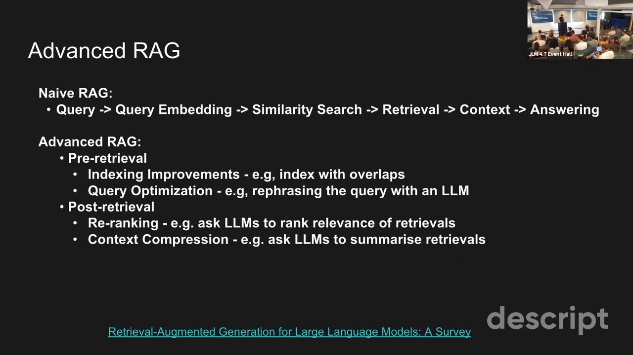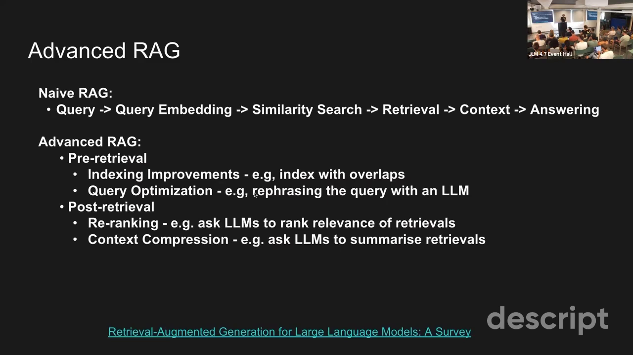We'll go into advanced RAG probably in the workshop, but basically you can do a lot of things that are pre-retrieval and post-retrieval. For pre-retrieval, there is a lot of low-hanging stuff you can do to improve the naive approach. For example, you can index your dataset with overlaps just to increase accuracy. You want the exact chunk and not just something in the middle. You can do query optimization.